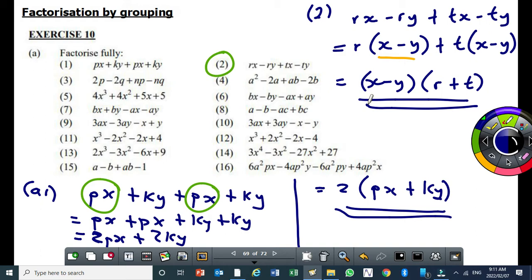Now let's move on to more complex ones. Right? Let's move on to say number 9. Okay? So number 9 is 3ax minus 3ay.